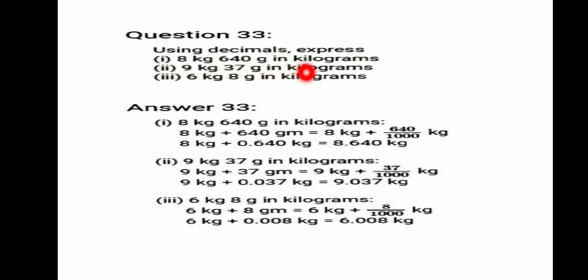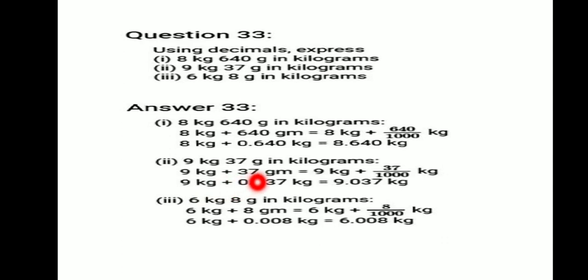Next, question number 33, and this question is using the decimal express 8 kg 640 gram in kilogram. So 8 kg plus 640 gram is equal to 8 kg plus 640 upon 1000. Now the answer should be 8.640.